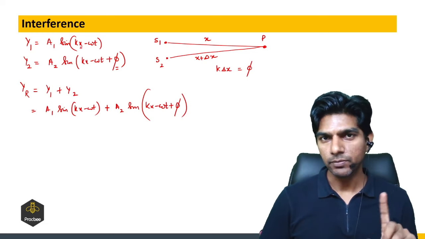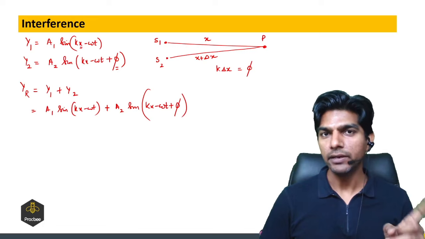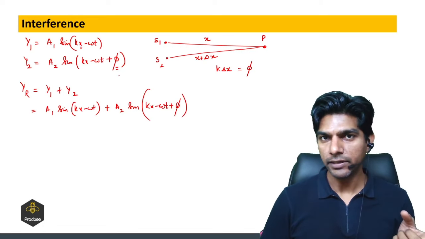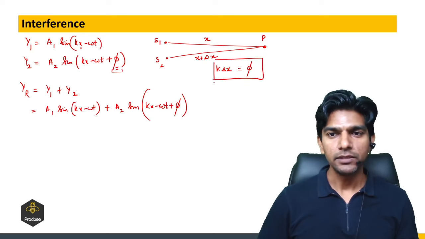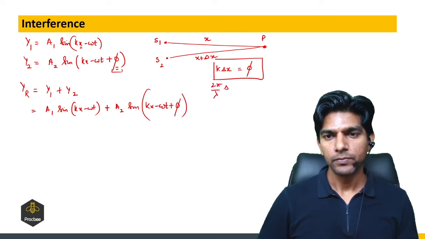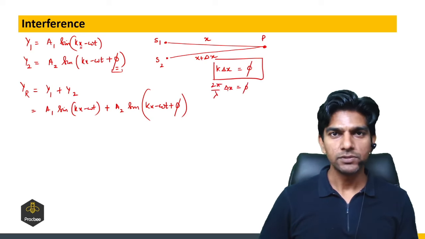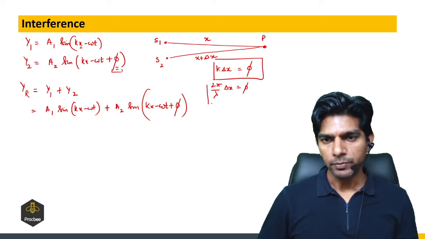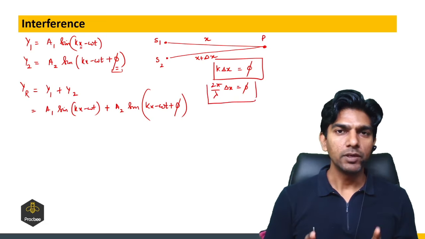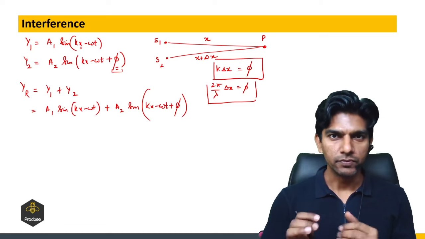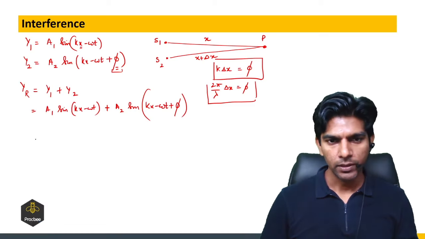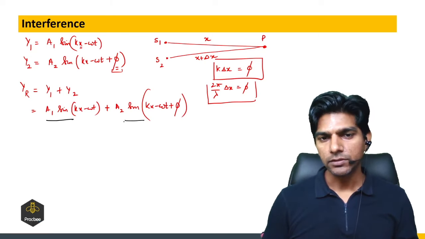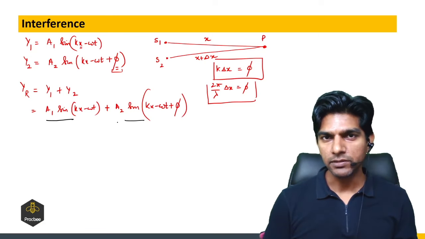So if you write x as x plus delta x, then there will be a k delta x term, and that k delta x term is nothing but phi. So do remember this. And k is nothing but 2 pi by lambda, that you must have studied in waves. So do remember this relation. This is the relation where we have compared path length difference with the phase difference.